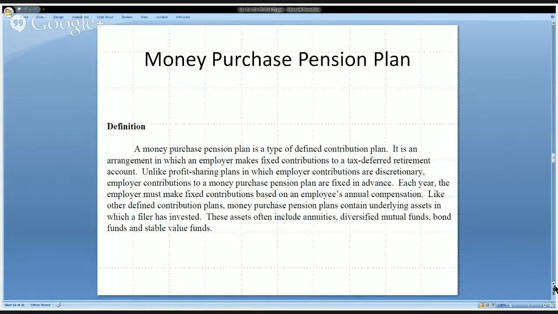A money purchase pension plan is a type of defined contribution plan. So when we're talking about defined contribution plans, can you think of some other kinds? How about a 401k? Yeah, a 401k, maybe a 403b. These are tax-deferred retirement accounts where an employer and an employee make periodic contributions, and then those contributions are invested in some underlying securities. So unlike profit-sharing plans in which the employer contributions are discretionary, like a 401k maybe, employer contributions to a money purchase pension plan are fixed in advance.